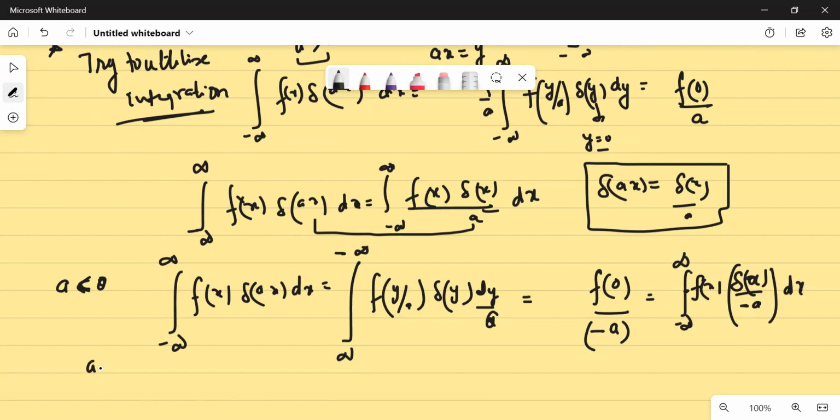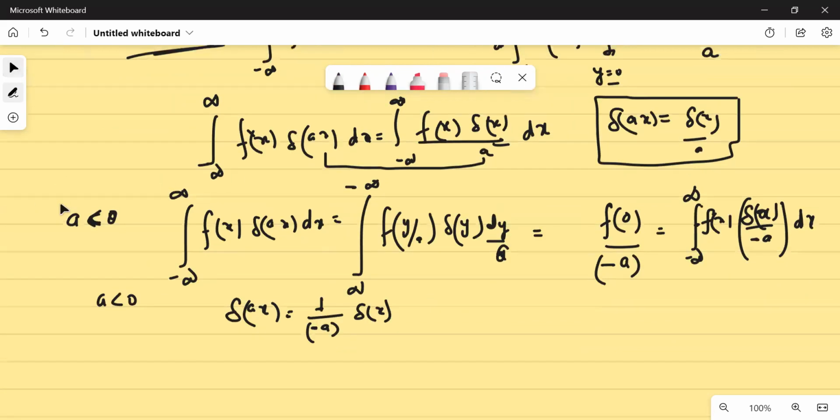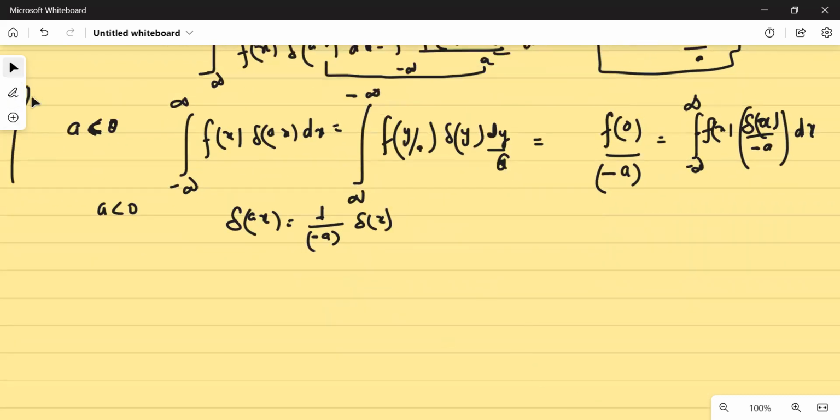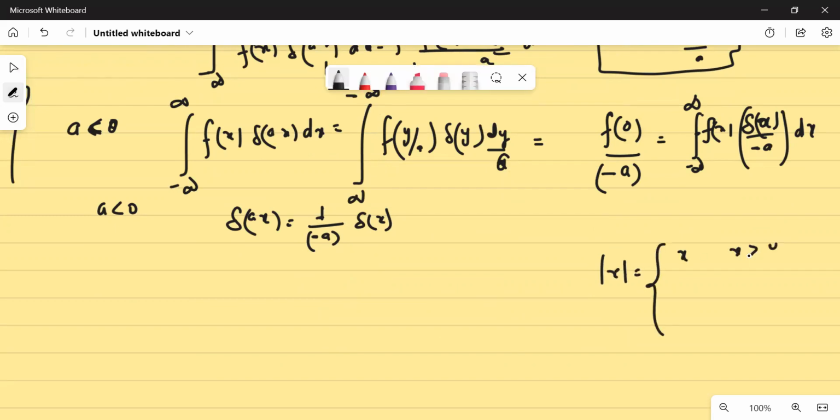So if a is less than 0, then your Dirac of ax is equal to 1 upon minus a, Dirac of x. Understand my point. If I have to write this cumulatively, I'll rewrite it for you. If I have to write the definition of modulus of x, what is it? Modulus of x is x if x is greater than 0, and it is equal to minus x if x is less than 0.